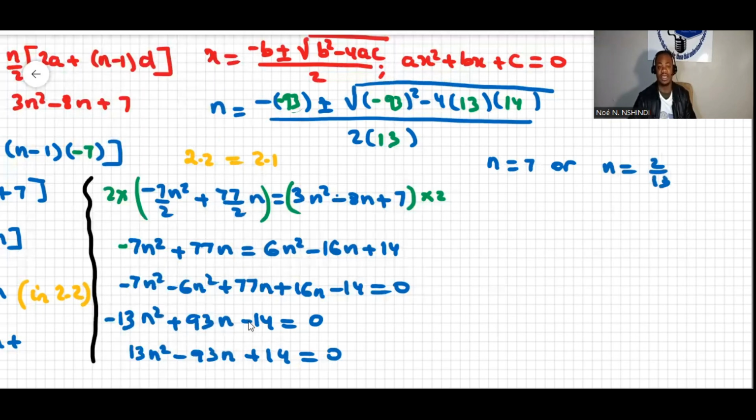Now you know that n must be a positive integer, so n equal to 2 over 13 is not applicable. So the solution is just n equal to 7. It's only one: n equal to 7. The 7th term will make the sum of question 2.2 equal to the quadratic equation.